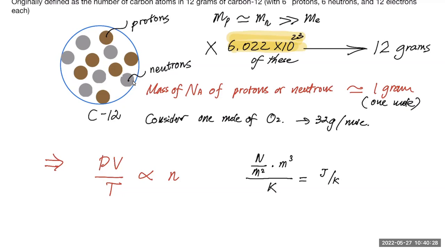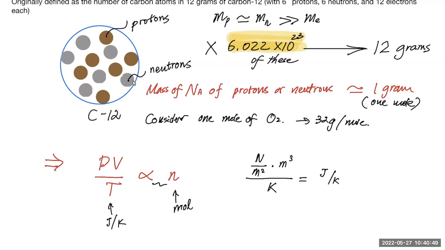So the left-hand side has the unit of joule per Kelvin, but the right-hand side of the equation is in moles. So this is joule per Kelvin. This is in moles. Clearly, they're not the same. What's missing is a constant. This constant will balance the unit and will turn this proportional sign to an equal sign.